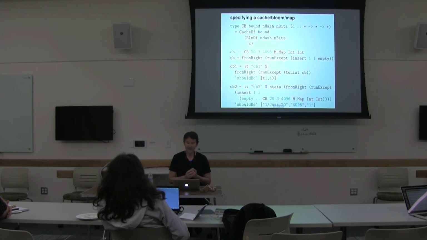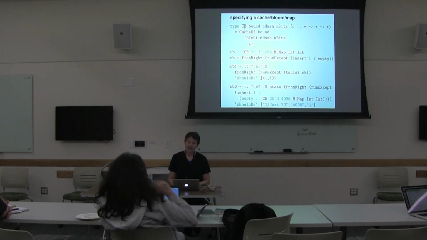So how do we actually create a cache, bloom, and map combination? This is how I've done it. I've declared a type alias called CB, meaning cache bloom. I guess it should have said CBM. But given a bound, given a number of hashes, given a number of bits, and given a map, I've extracted the map, then return a cache of, and I give it that bound, which is a type, and a bloom of, which is given 2 types, and the C, which is the final type.